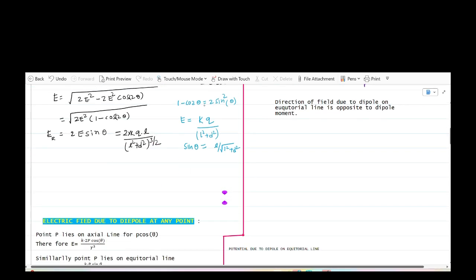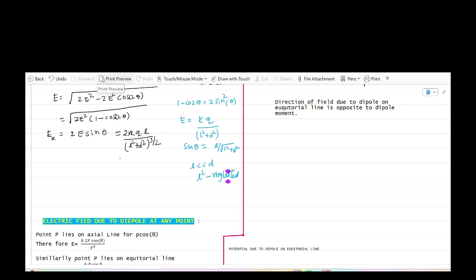So we know already L is very less than D, then L square will be neglected. Right. So then the answer is equal to K into 2QL, I can take as P bar, dipole momentum of the system of two charges, and this is L square neglected, means D cube. So therefore the field due to dipole on equatorial line is equal to K into P bar by D cube.